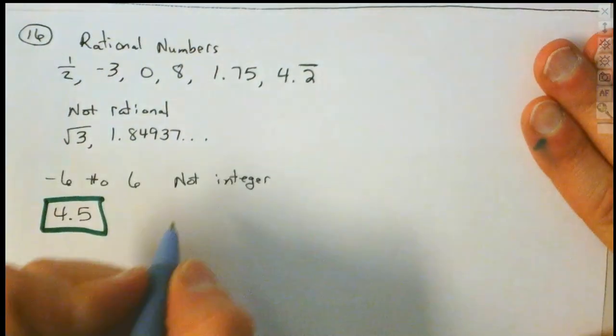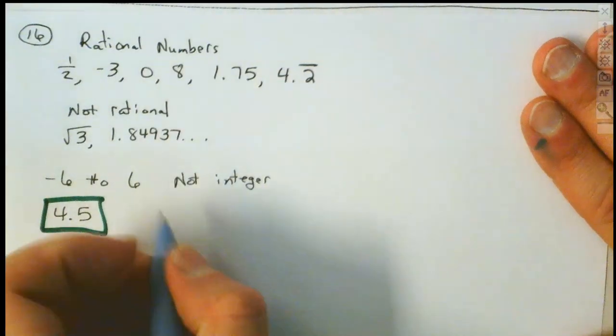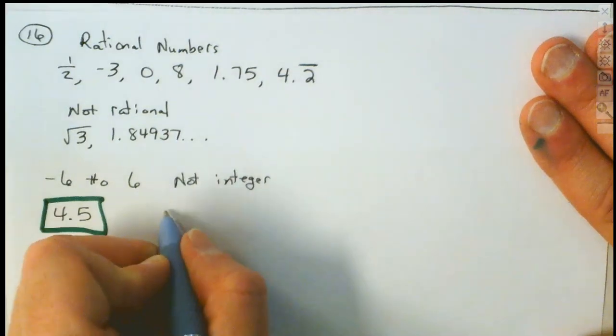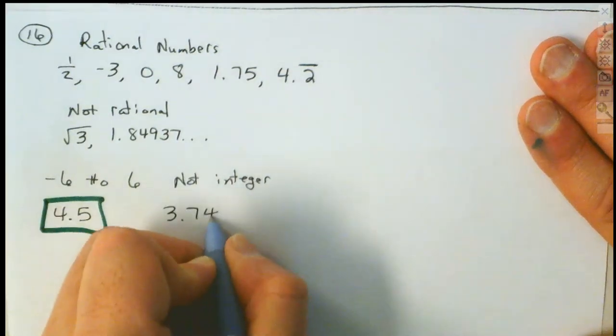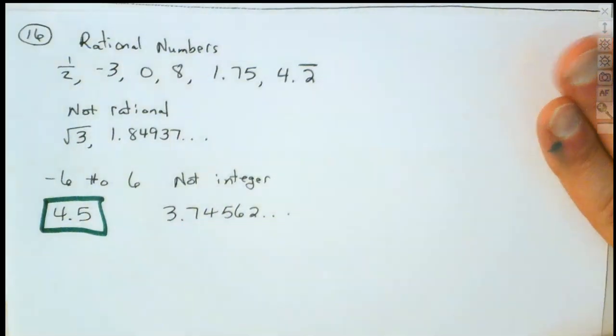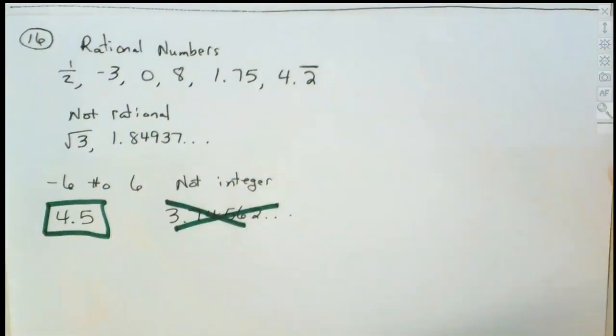What about, here's one that won't work. Why would this one not work? Let's see why this one would not work. How about 3.74562... Why would that one not work? Right, because that one is irrational.